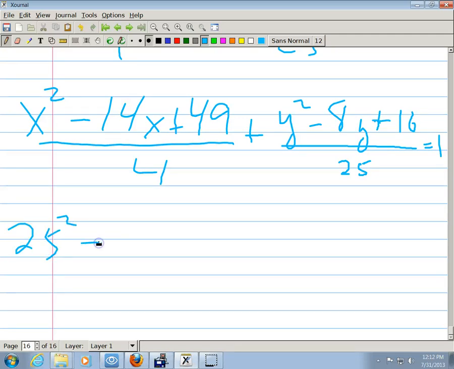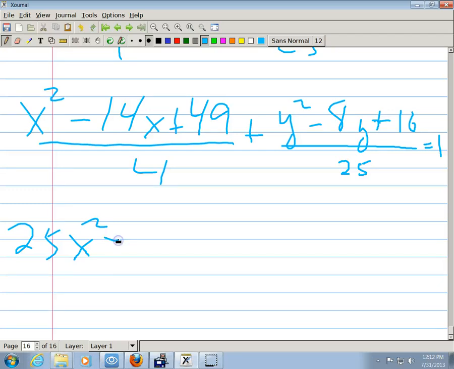25x squared minus, 14 times 25 is a quarter of 1400, which is 350. Is it 350? I'm just multiplying everything by 100. So the 4 cancels and the 25 cancels. Do you see? So isn't it 350? It is 350. Okay.